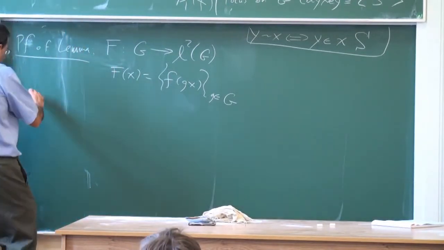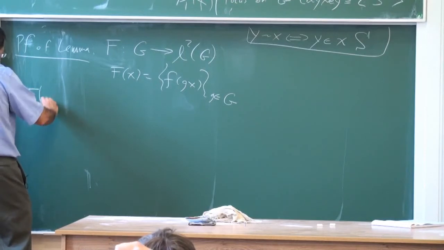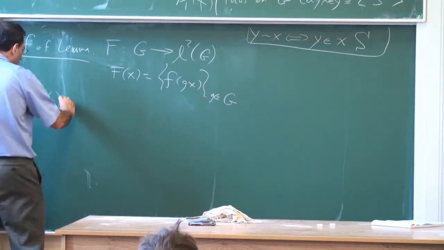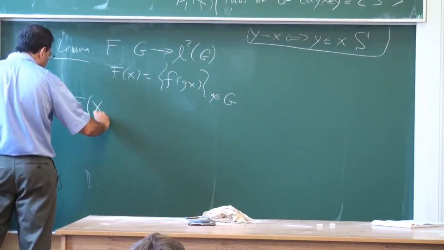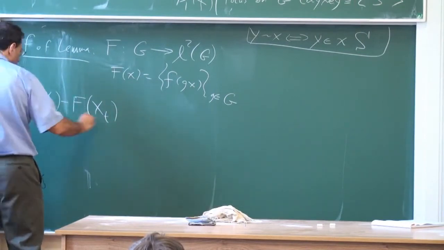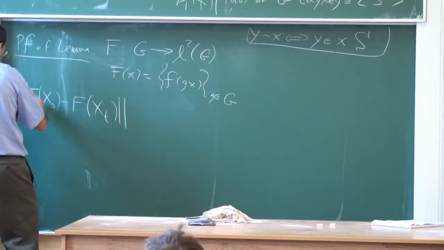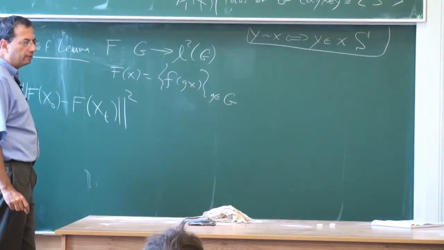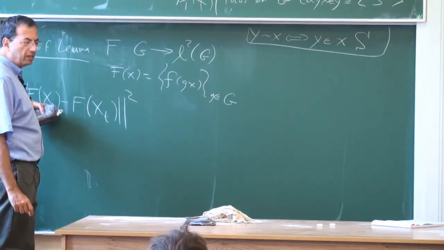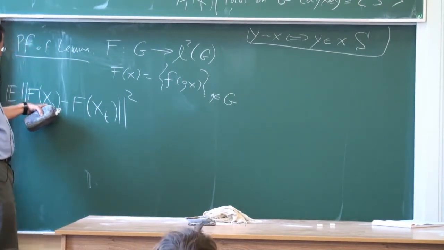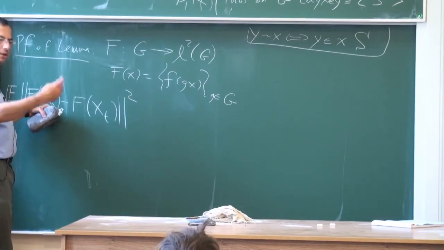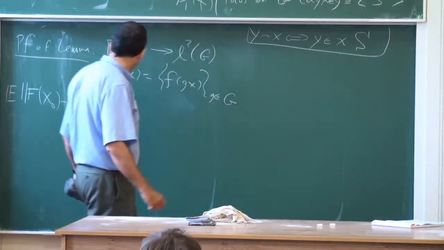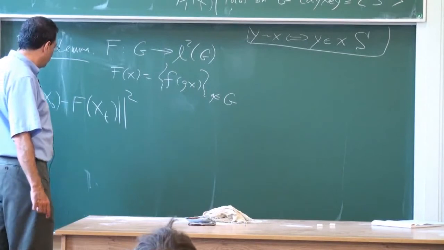Now, let's calculate, for any choice of x0. It turns out the choice of x0 won't matter. What is the expected norm of F of x0 minus F of xt, expected norm squared, where this is the random walk on the right Cayley graph? So we choose some x0. You can think of x0 the identity. It won't matter. And then we run this random walk on the right Cayley graph, just choosing an element at random. And I want to calculate what's this expected norm squared.